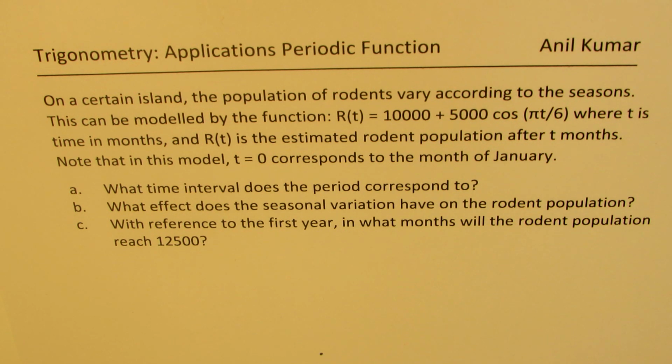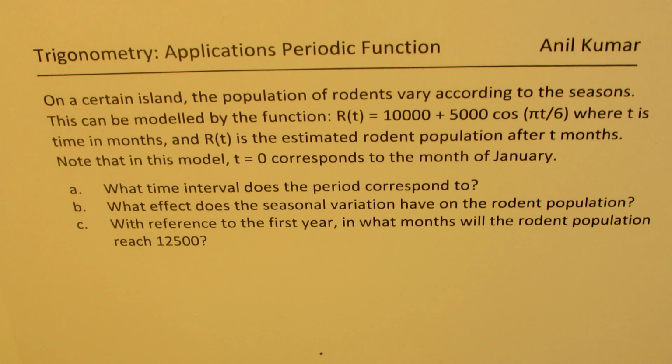The question here is, on a certain island, the population of rodents varies according to the season. This can be modeled by the function r of t equals 10,000 plus 5,000 cos pi t over 6, where t is time in months and r(t) is the estimated rodent population after t months. Note that in this model, t equals 0 corresponds to the month of January.